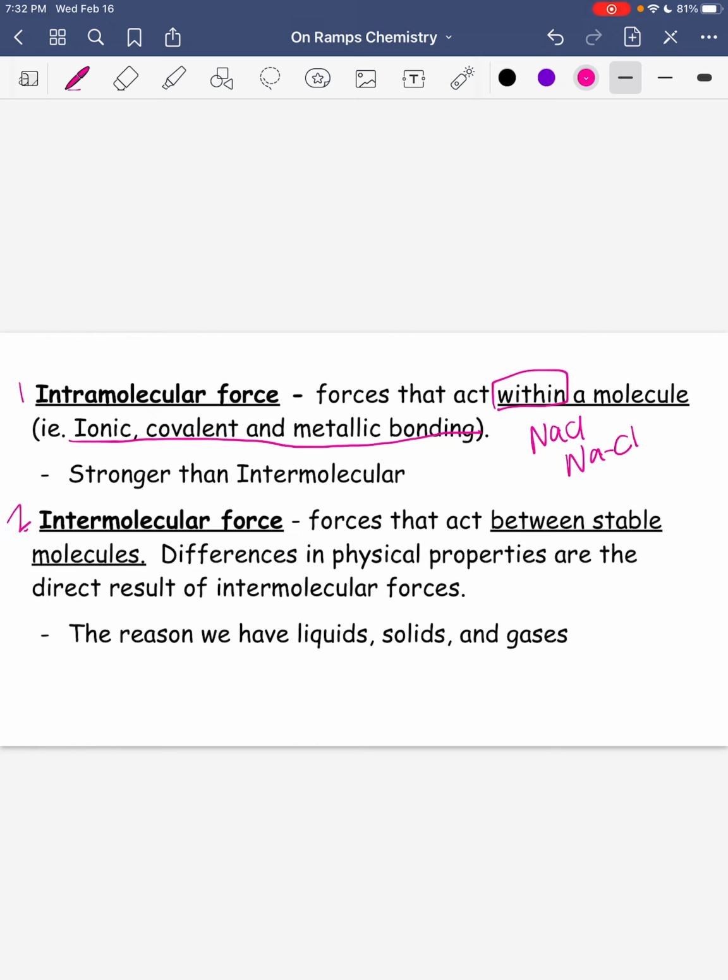So intermolecular forces, the second one, they are between stable molecules. So this is like two molecules. So say we have H2O and another H2O. So the force between these two. So these tell us the difference in physical properties that we have. They are the reason we have liquids, solids, and gases, and they're going to play a big part in this unit.